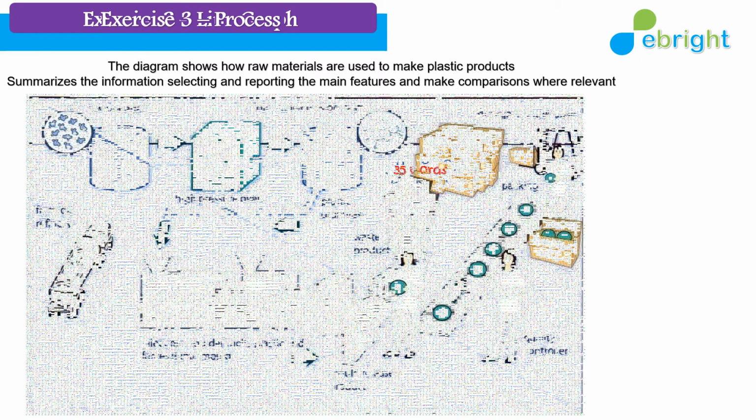Yes, in exercise 3, you've got a process, a flowchart of an industry over there. Let's see the title over there. The diagram shows how raw materials are used to make plastic products. Summarize the information by selecting and reporting the main features, and make comparisons where relevant. As usual, you should know where it starts and where it ends in the form of a flowchart.